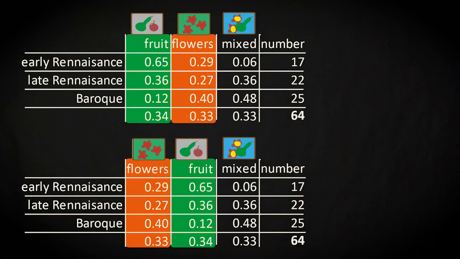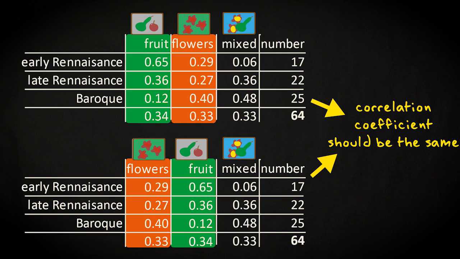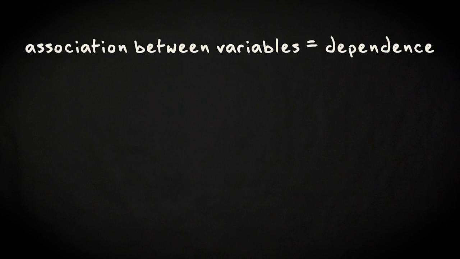We could have equally well chosen to interchange the columns of fruits and flowers, and then the numerical pattern would be very different. A measure for association should, however, still give the same value. I continue to explain that instead of stating that association between variables is measured, you could also say that the dependence is measured. What is painted depends partially on the period in which it was painted. And you could equally well look at the inverse of dependence, independence.